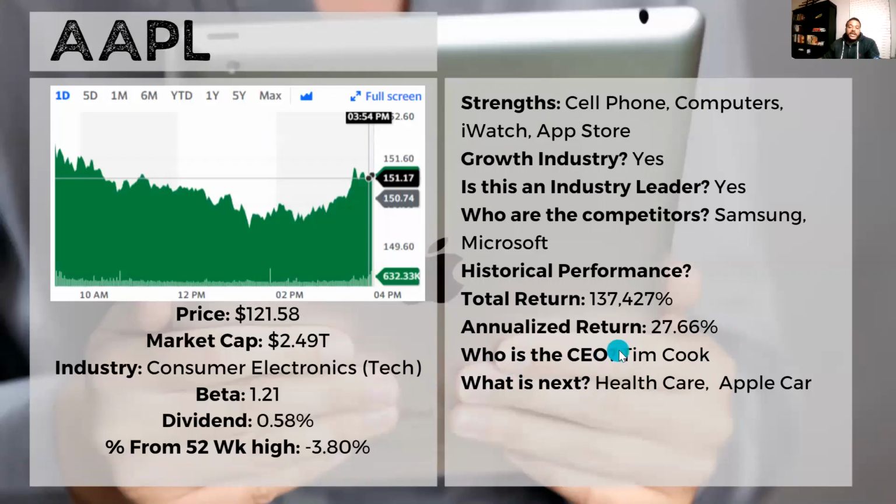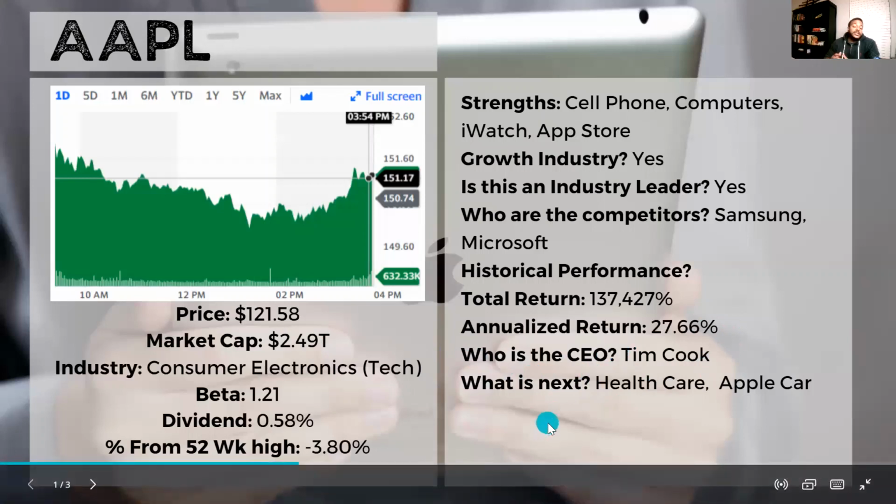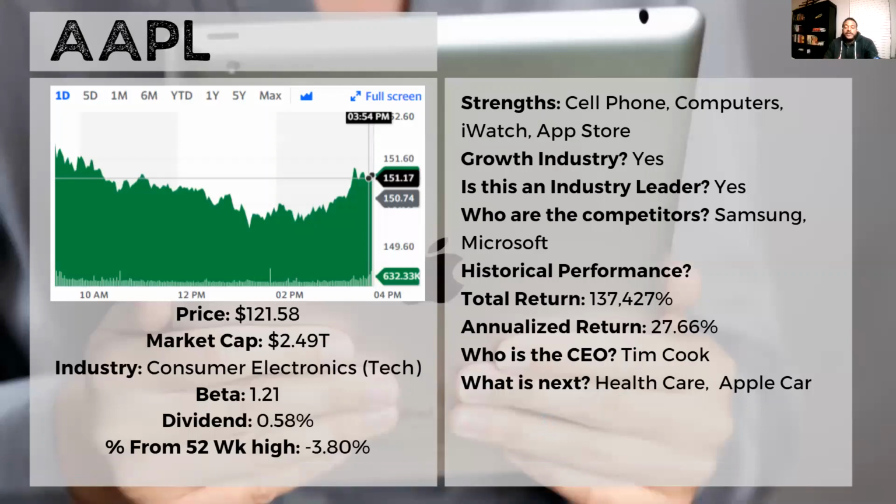The other question you need to ask yourself when you look at a company is, who is the CEO? In this case, it is Tim Cook, and this is probably obvious to you at this point. However, you want to know who is running the company. When you invest in a company, you're giving a company a loan of your money, right? So you want to know, who are you giving that money to? Who is the CEO and what are they going to do with your money?